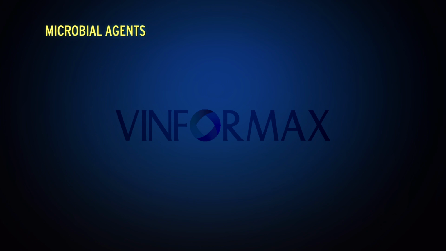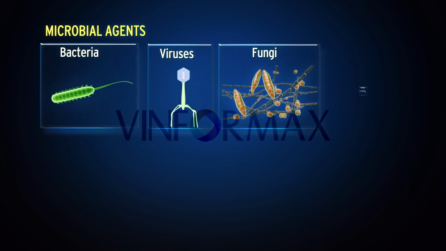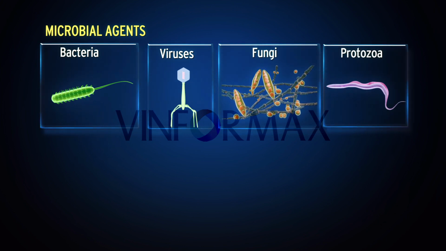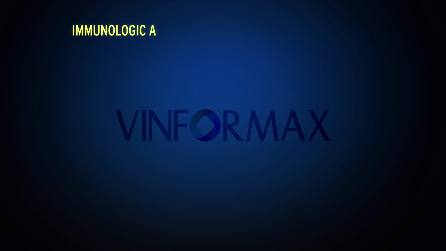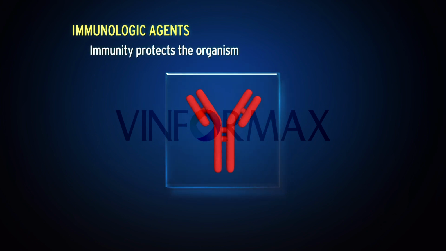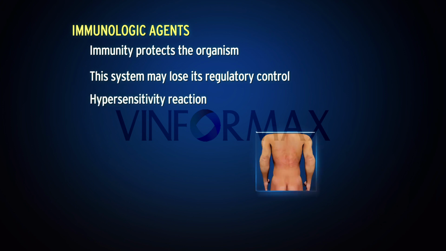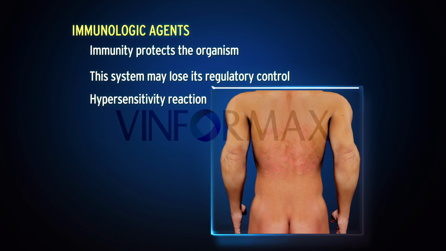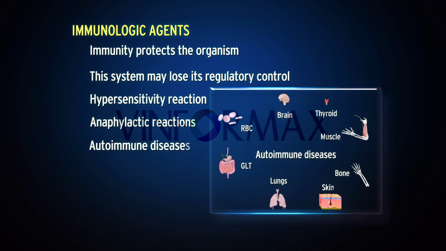Microbial agents. Infections caused by bacteria, viruses, fungi, protozoa, metazoa, and other parasites that result in cell injury. Immunologic agents. Immunity protects the organism against various injurious agents like pathogens. This system may lose its regulatory control under some conditions, causing cell injury to the very organism that it is supposed to protect. Example: hypersensitivity reaction, anaphylactic reactions, autoimmune diseases, etc.